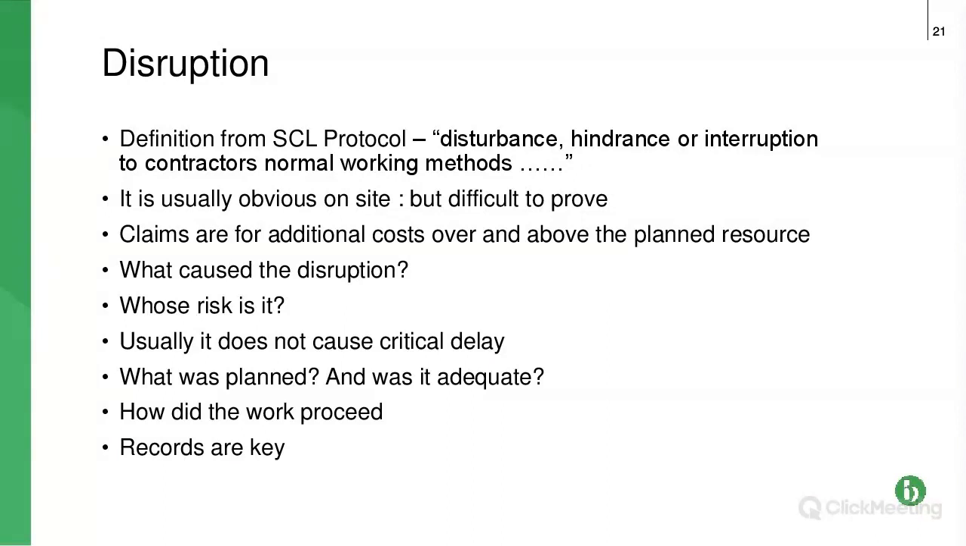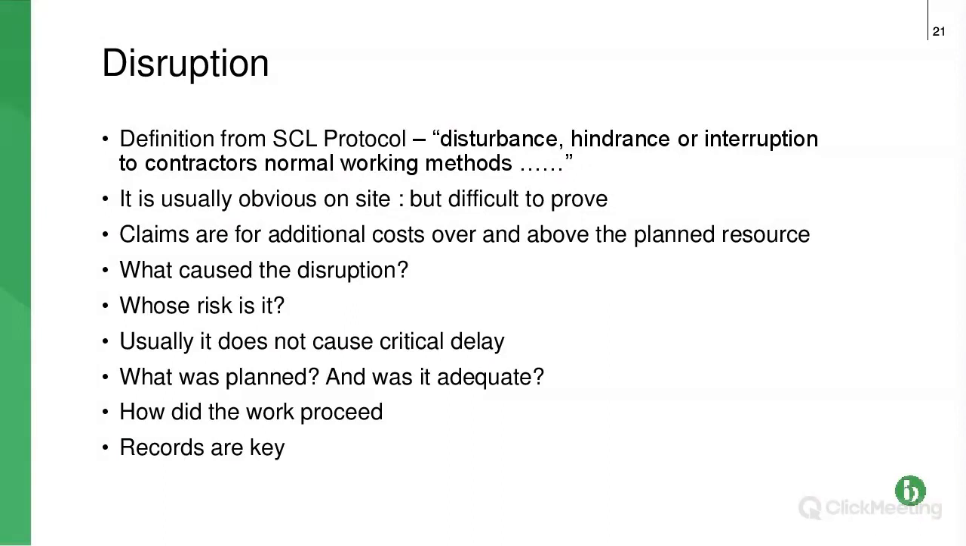Need to show who caused the disruption. That is just absolutely standard, because if you, contractor, have caused your own disruption, you're not going to be entitled to make a claim. And whose risk is it? Ditto. If it was the variation that caused the disruption, you're probably going to be okay. If it was weather, it depends on the kind of weather. If it was you causing it, as I say, you've probably got real problems.